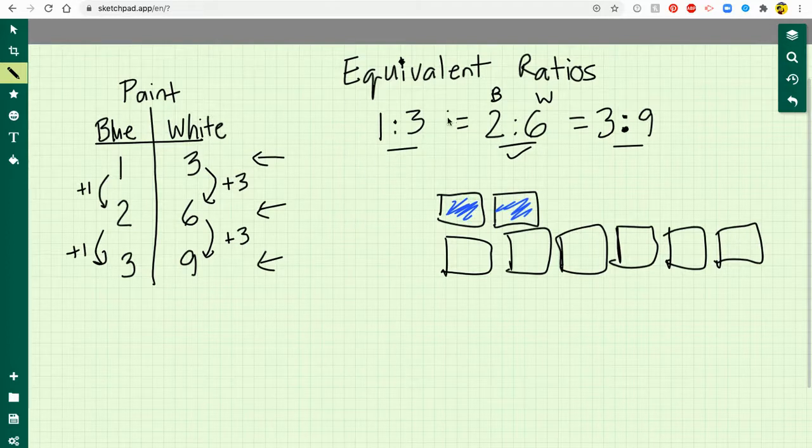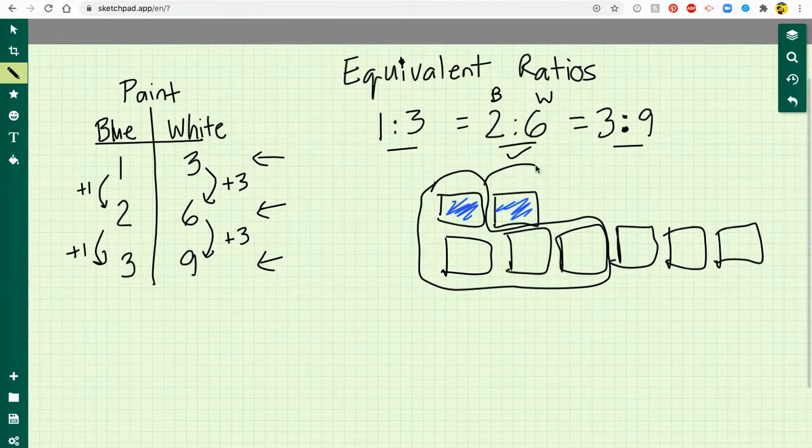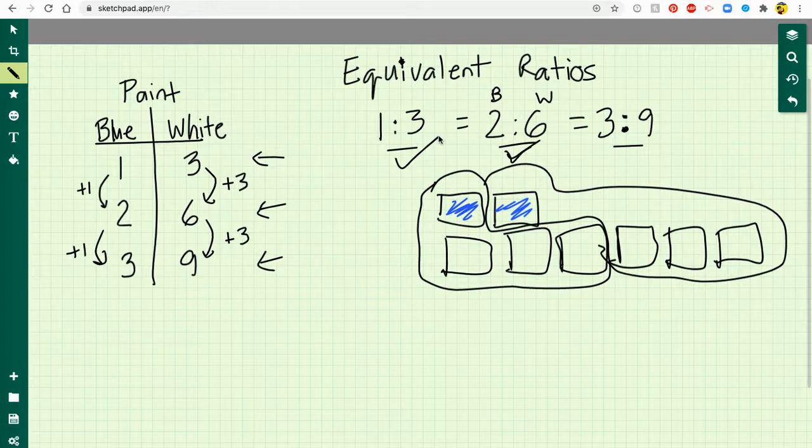Prove it. Okay, well, let me show you. Here's my 2 for every 6, and I'm going to prove to you that it's the same thing as 1 for every 3. Watch this. Here's 1 for every 3. And look at this. Here's another 1 for every 3. So I just proved to you that this is the same as this. This is the same as this.